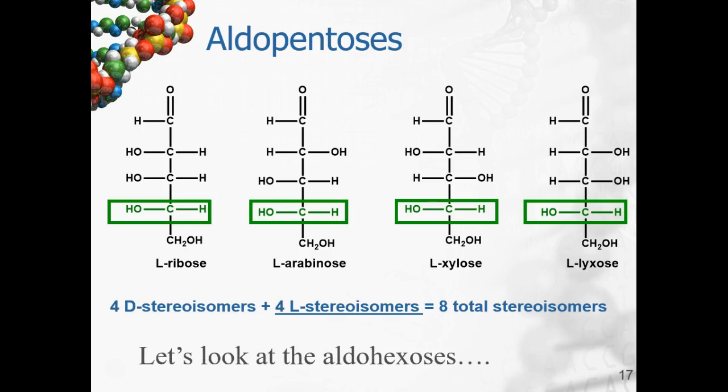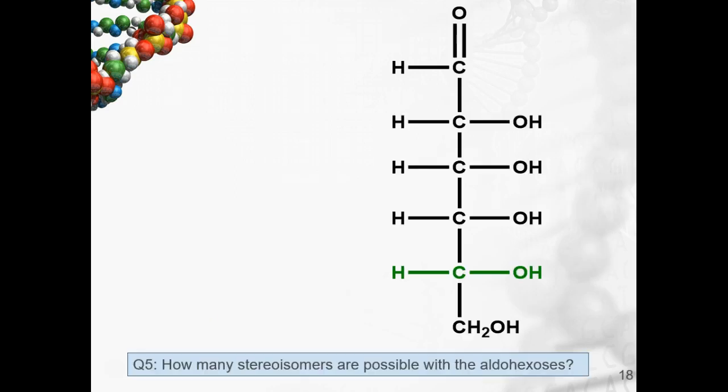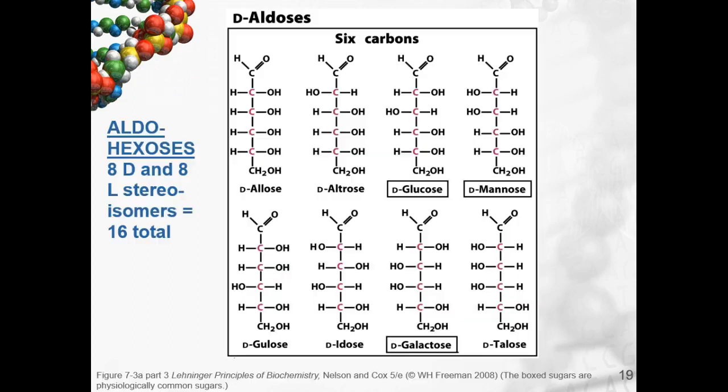So now let's look at the aldohexoses. So here is an aldopentose. So take a minute to think about how many stereoisomers are possible with the aldohexoses. So take a minute, pause the presentation, and then come on back. Well, hopefully you noticed that there are 4 chiral carbons. Here they are, 1, 2, 3, 4. So 2 to the 4th power is 16 stereoisomers.